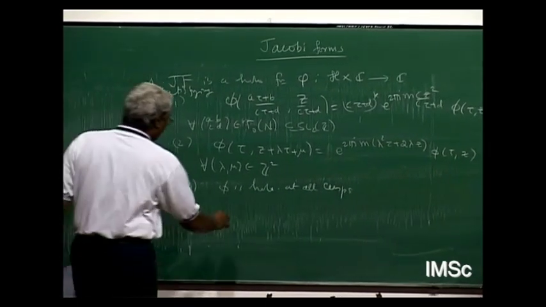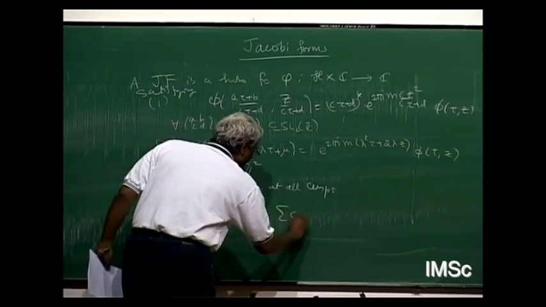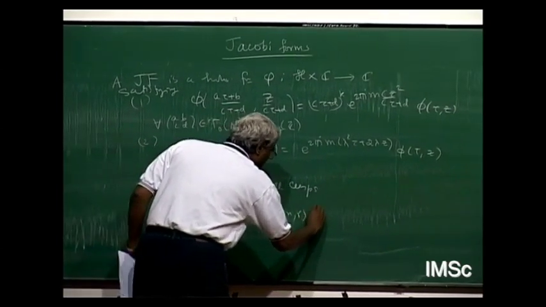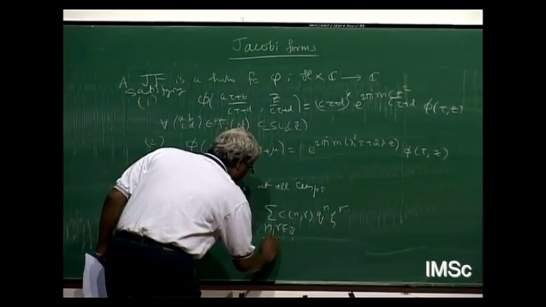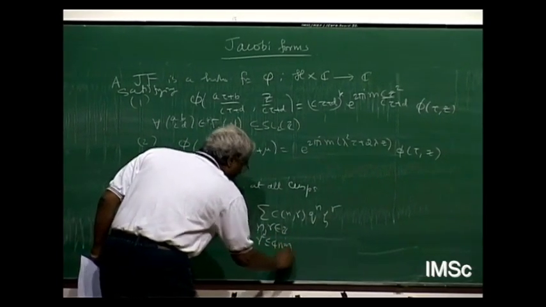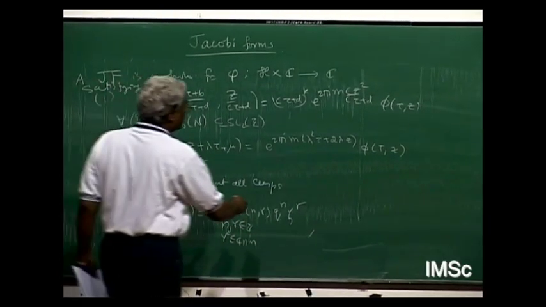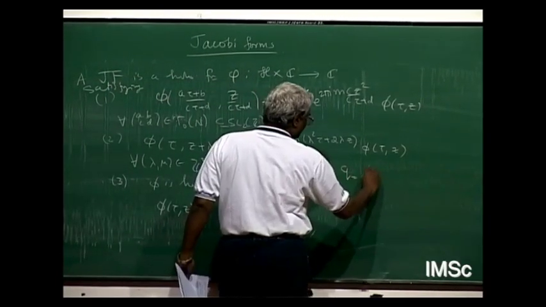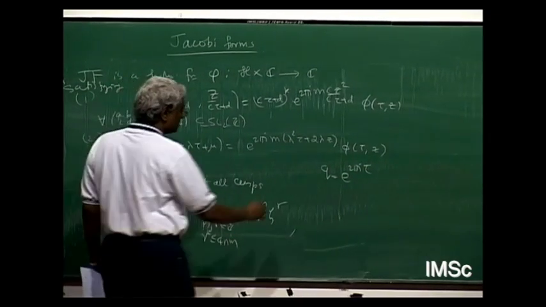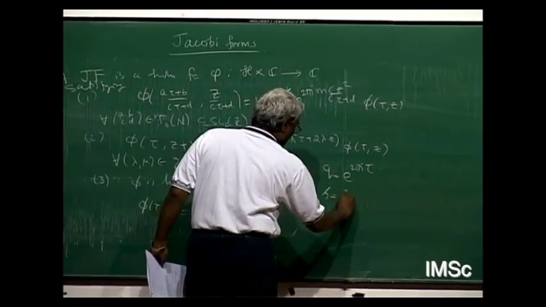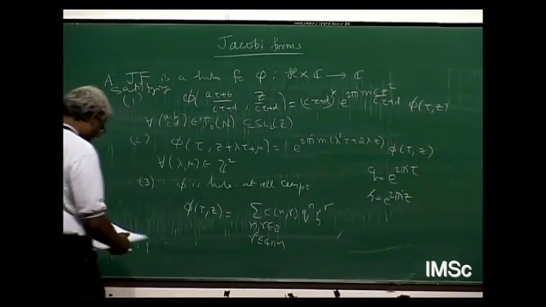In particular, it has a Fourier expansion at infinity, a sum of c(n, r) q to the power n zeta to the power r, where n, r are integers with r squared less than or equal to 4nm. Here we will fix this notation: q stands for e to the power 2 pi i tau, tau is the upper half plane variable, and zeta is e to the power 2 pi i z, z is a complex variable.